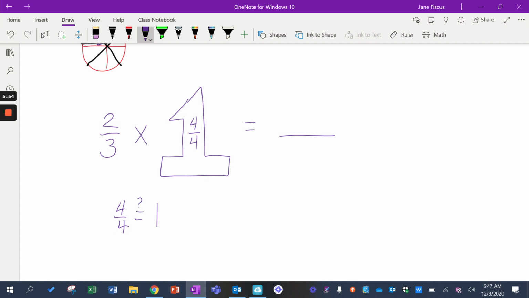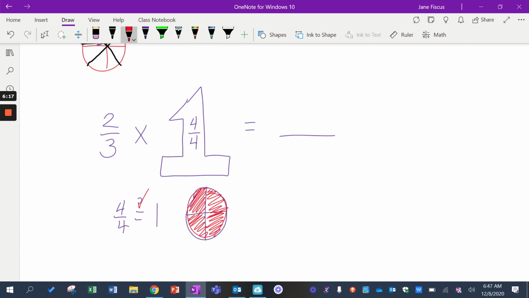Is that 1? Well, let me draw you a picture. Again, I'm very good at drawing. I'm sure you've already noticed. All right, there's fourths. So 4/4 is 1/4, 2/4, 3/4, 4/4. Yes, absolutely 4/4 is the same as 1 whole.